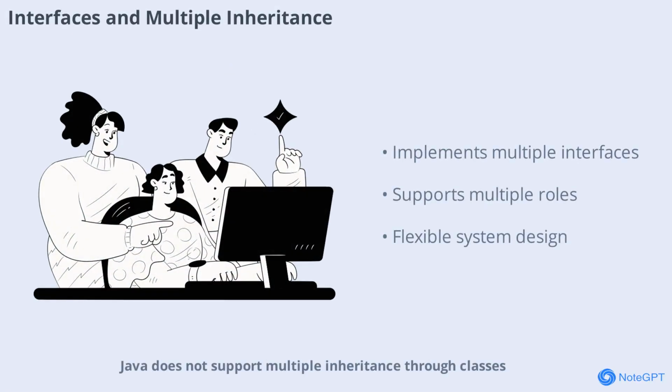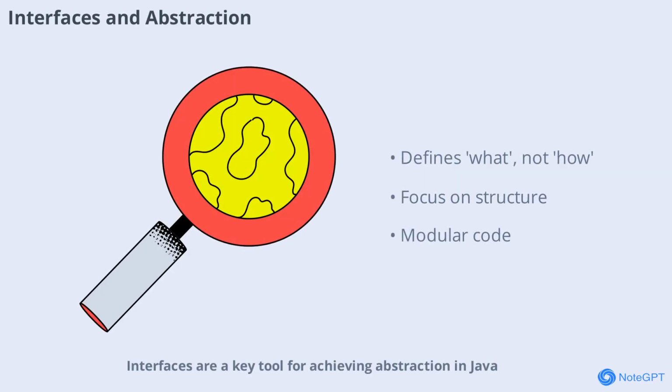Java does not support multiple inheritance through classes, but interfaces provide a way to achieve it. A class can implement multiple interfaces, inheriting behaviors from all of them. This allows you to design flexible and powerful systems where classes can take on multiple roles, each defined by a different interface. Interfaces are a key tool for achieving abstraction in Java.